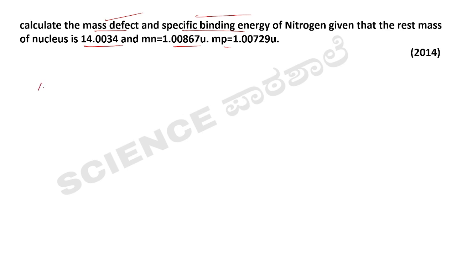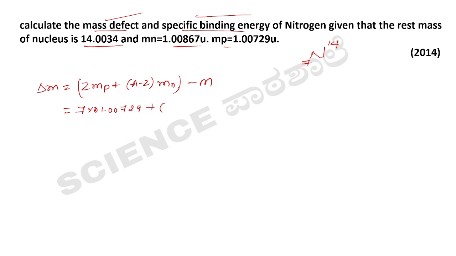Okay? So delta M is equal to, what is the formula? Delta M is equal to Z Mp plus (A minus Z) Mn minus M. Nitrogen atomic number is 7, mass number is 14. So Z is 7, Mp here is 1.00729, so 7 into 1.00729 plus A minus Z, 14 minus 7, because the atomic mass number A is 14, 14 minus 7, that is 7, into Mn, how much?